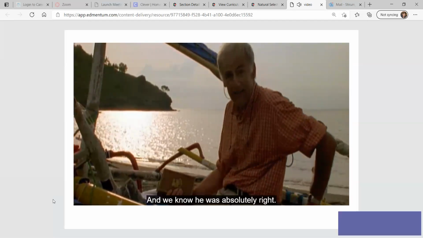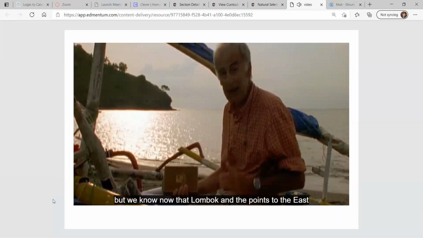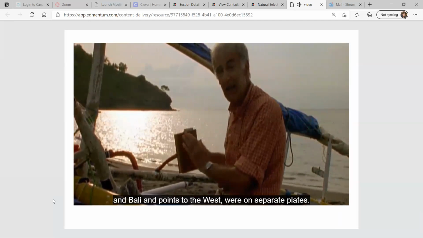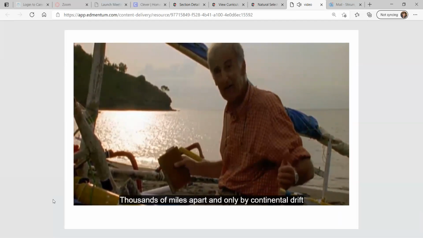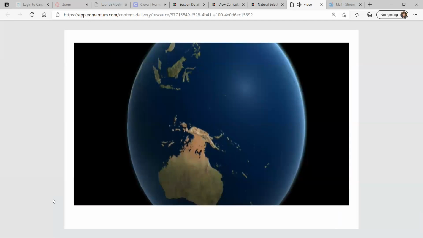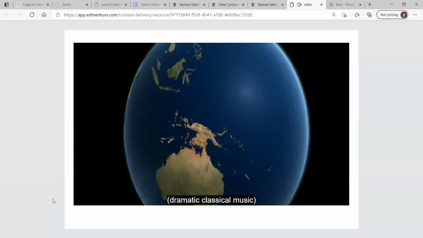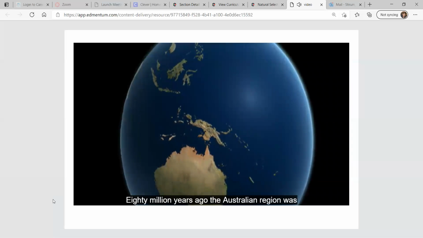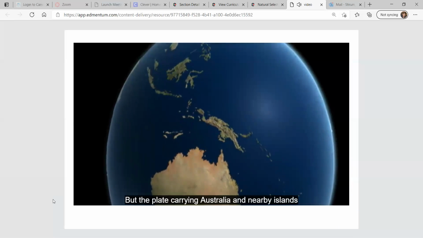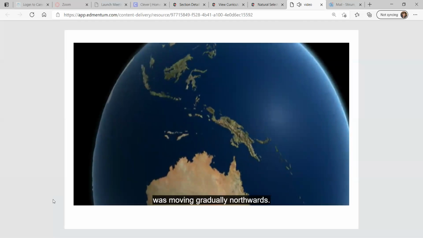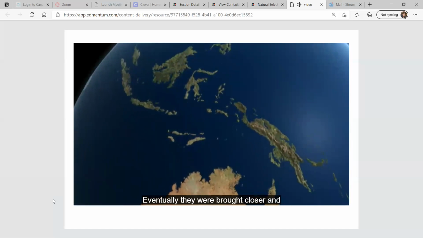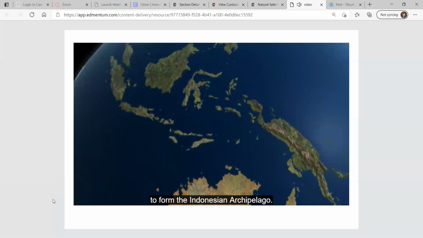And we know he was absolutely right. He can't have had any idea of the mechanism, but we know now that Lombok and the points to the east and Bali and points to the west were on separate plates, thousands of miles apart, and only by continental drift have they been brought this close together. "80 million years ago, the Australian region was much further to the south. But the plate carrying Australia and nearby islands with their distinctive wildlife was moving gradually northwards. Eventually, they were brought closer and closer to Southeast Asia to form the Indonesian archipelago.